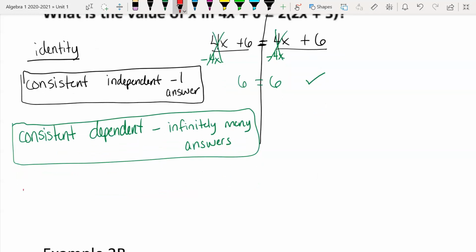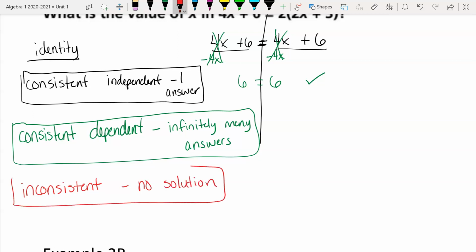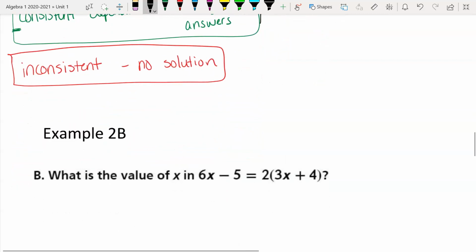And the next one, the last one, it would be an inconsistent system. And we call it inconsistent because it has no solution. And we'll do an example of that. All right? So that's your 3 types of answers. Most of the ones we've done so far have been this, but the one we just did was a consistent dependent, and it has infinitely many answers. Notice it doesn't say x equals 6. It says 6 equals 6. So if they equal each other in a number, you know it's correct.